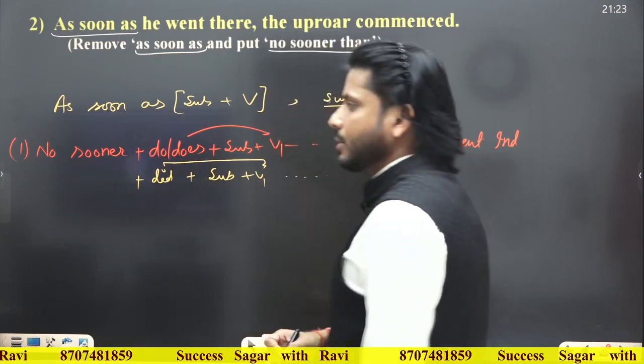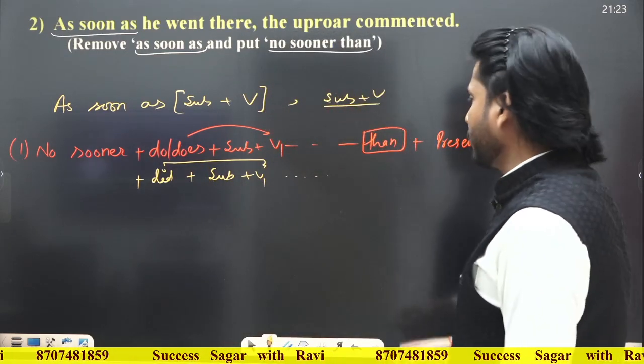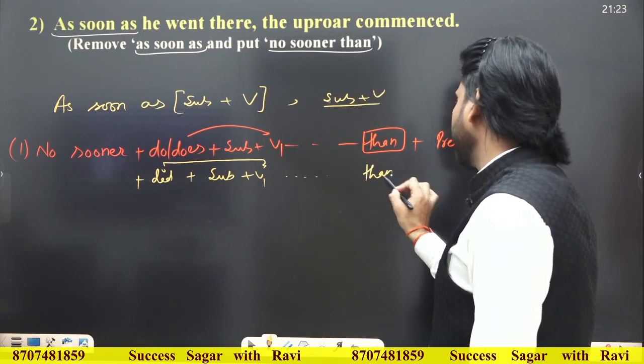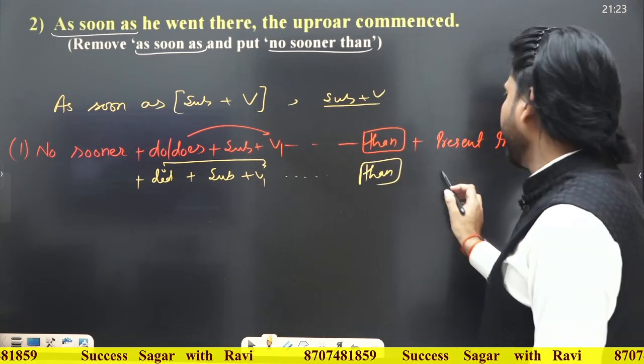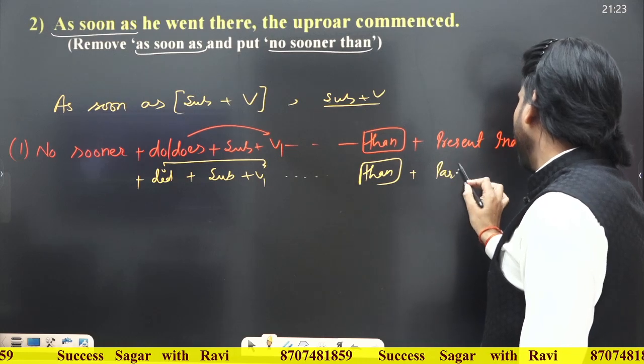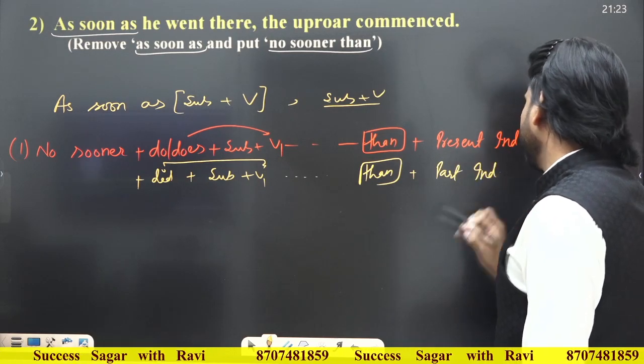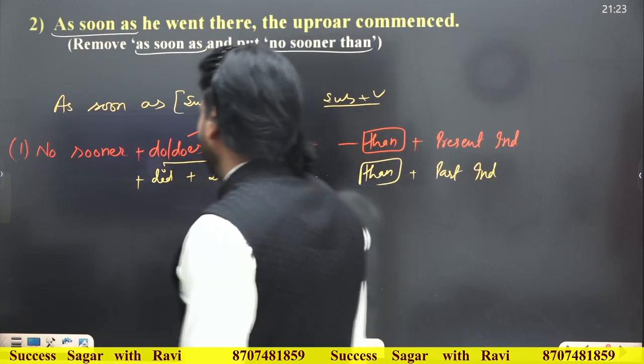No sooner is the comparative degree of soon. That is why we'll have to use than in the given sentence. Than would be there. This is written in past indefinite tense, so it would also be written in past indefinite tense. What about the third pattern?